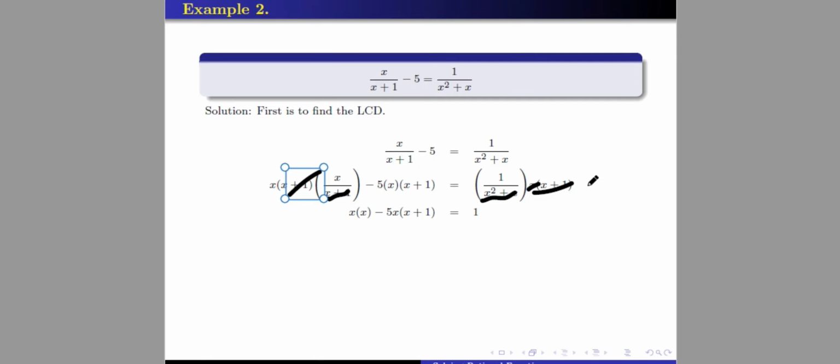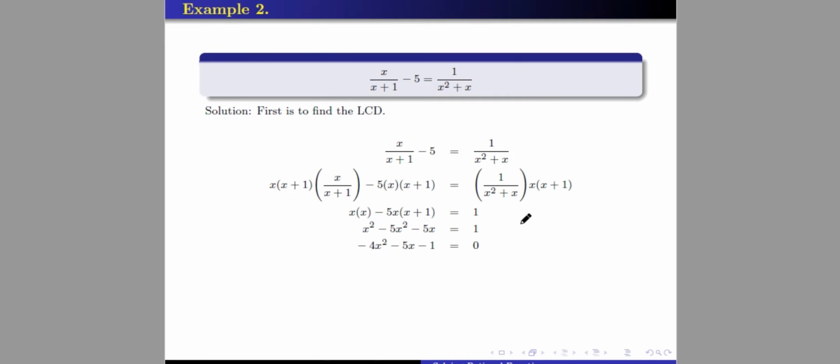Okay. So next, let's operate. x times x is x squared. Then we can distribute 5x, so we have 5x squared minus 5x, because negative times positive is negative. And then again, copy 1. And then x squared minus 5x squared, we can combine them. This is negative 4x squared. Then copy negative 5x. And then I will transpose 1 to the other side, so it will become negative 1.